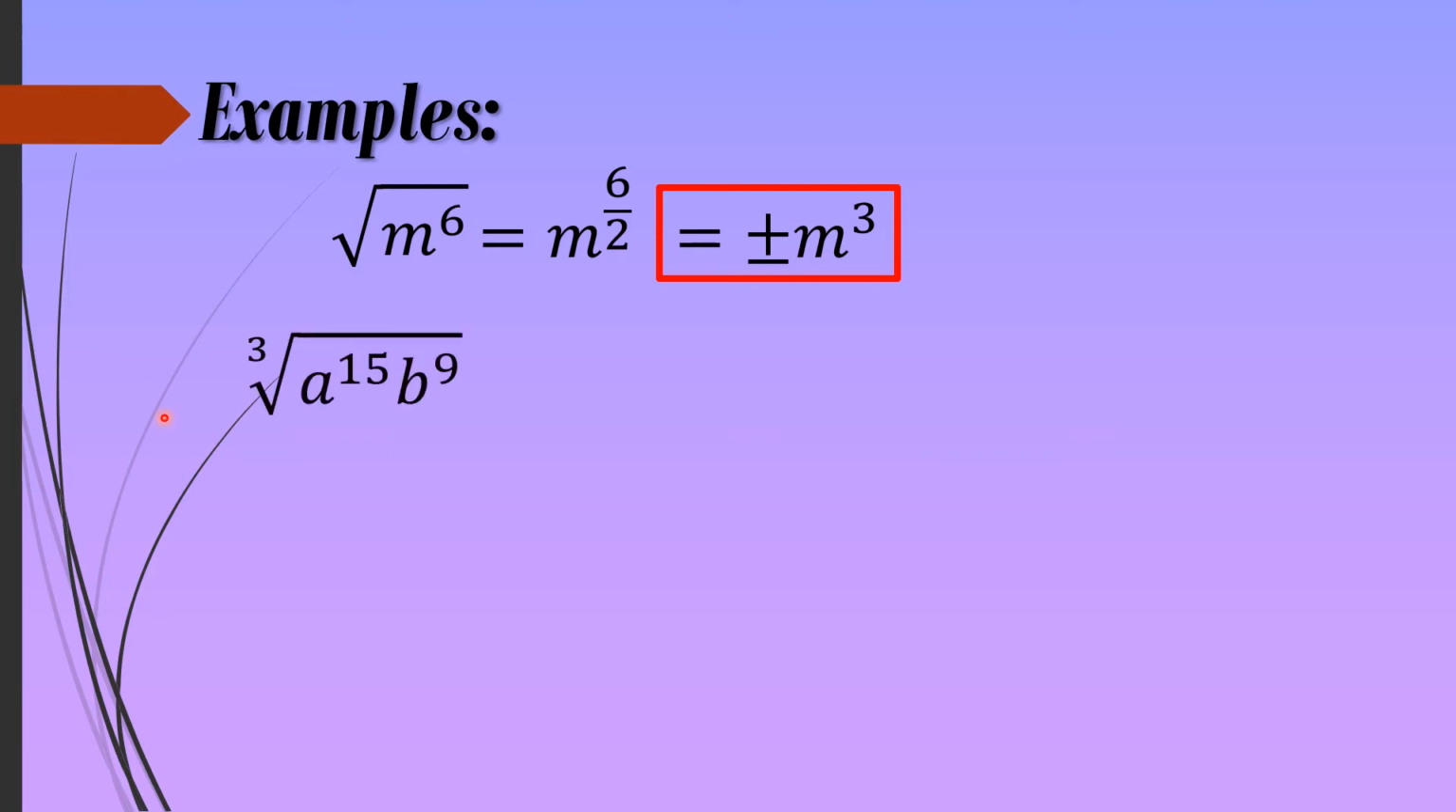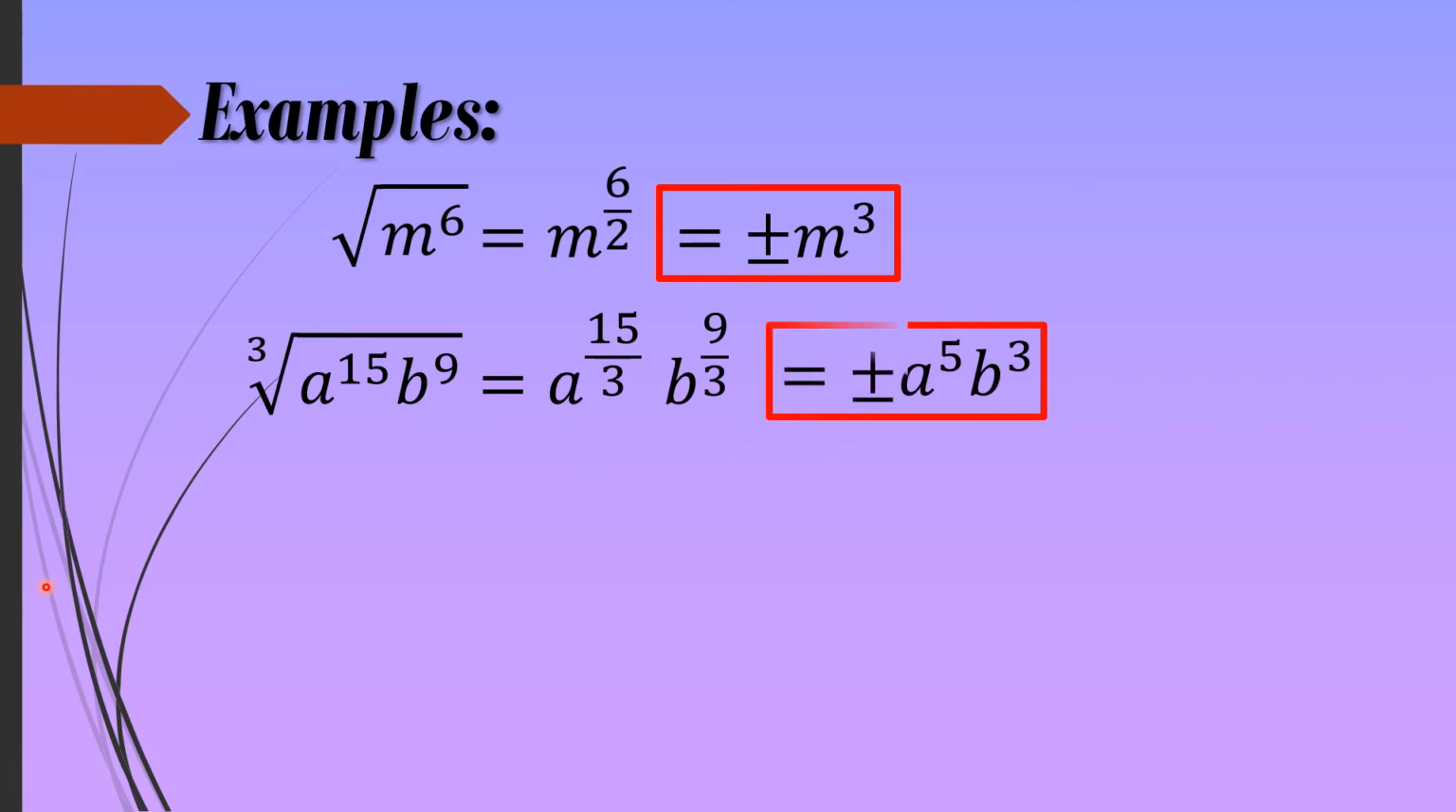Another, cube root of a raised to 15, b to the ninth power, or b raised to 9, will be a raised to 15 over 3, b raised to 9 over 3. As you can see, kayang i-divide ang 15 sa 3, ganun din yung 9 sa 3. So the final answer is positive or negative a to the 5th power b cubed.